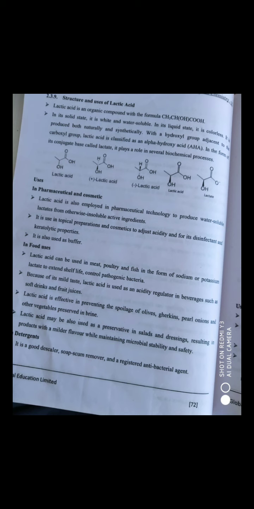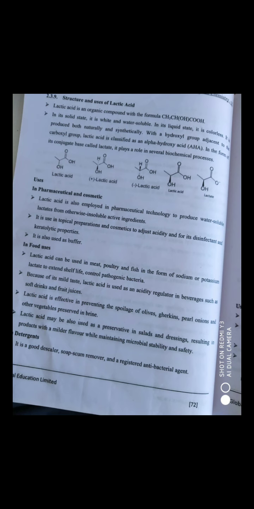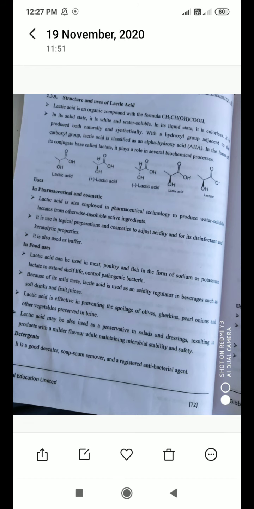In the form of its conjugate base called lactate, it plays a role in several biochemical processes. Okay, it means it is used in a number of biochemical processes, and those processes must involve living organisms. Next, what are the uses in pharmaceutical and cosmetics, where it is used?